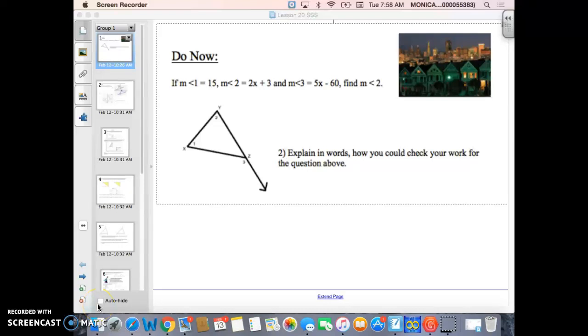Hello and welcome to lesson 20. This is all about triangle congruence, and we're going to prove triangles are congruent using information we know about the three sides. So let's first quickly review.